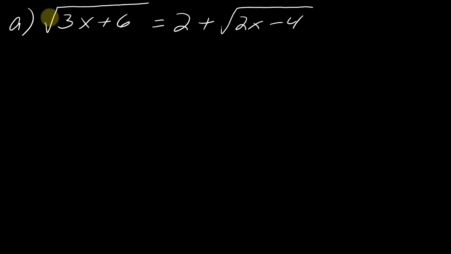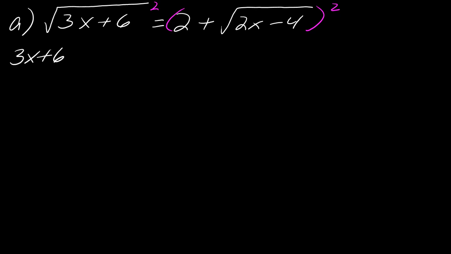So first things first, you want to have one radical isolated on each side, so we have that. And now you want to square both sides. And so when you square both sides, you can see here that you're going to have to FOIL this side. So what I want you to do is FOIL this side and then collect any like terms and then hit play when you're ready.